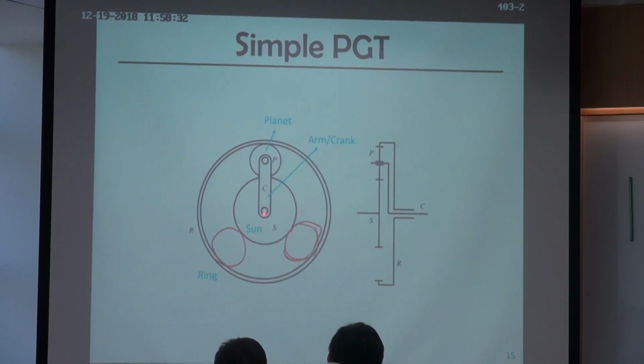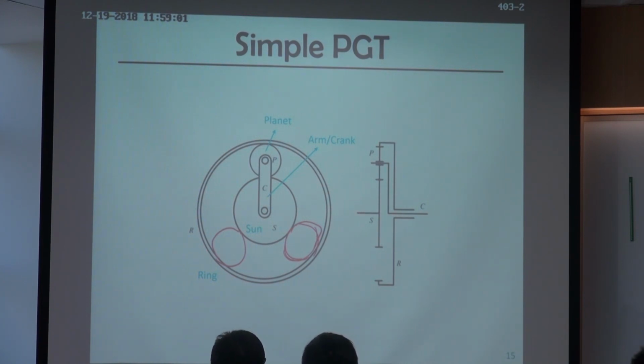Yeah. So, and there's an arm here. The arm is connecting the sun gear, the central gear, to the planet gear, connecting the center of this one to this one. Yeah. And there's a ring gear. The ring gear is an internal gear. So we usually use this type of expression to represent a planetary gear train.